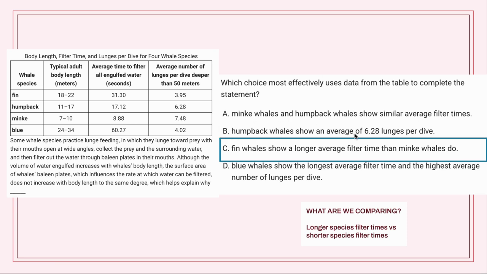B, humpback whales show an average of 6.28 lunges per dive. We're not talking about lunges per dive, and we're not comparing anything in this answer choice, so this is also kind of irrelevant, off topic.